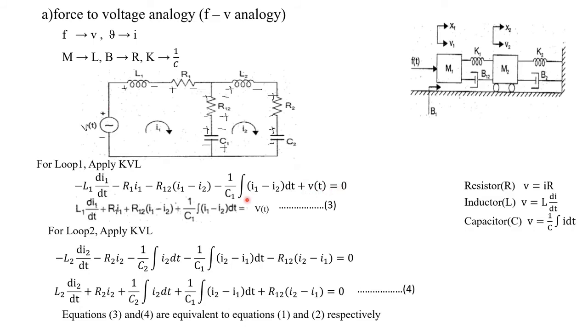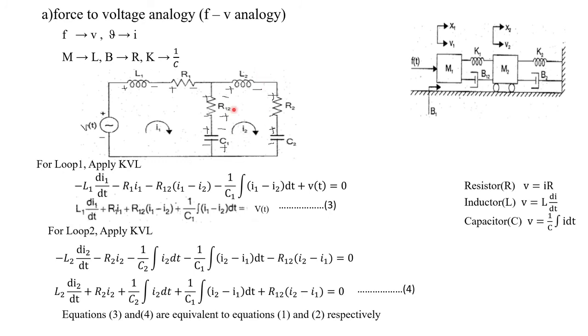Now here all are voltage drops except this V of t. So we have to bring this V of t to the right side and multiply throughout by a minus sign, and we get the expression like this. This is represented by equation number 3. Already we had two equations, equation 1 and 2, in the mechanical translational system. Now in the electrical analogy, this is the first equation, that is equation 3.